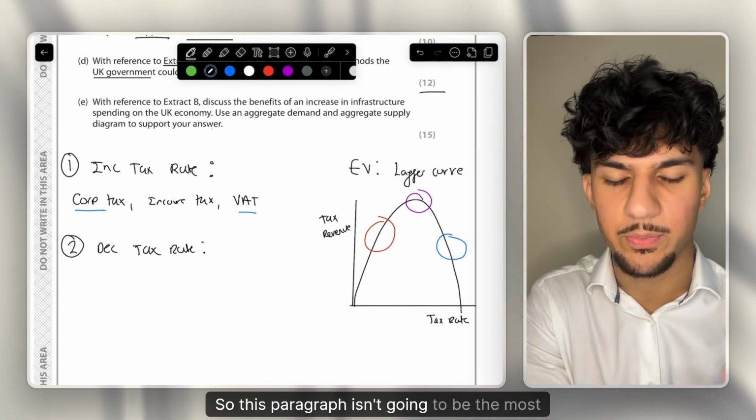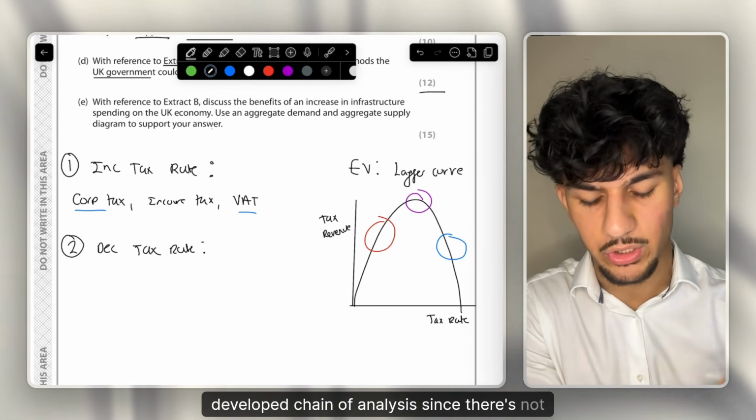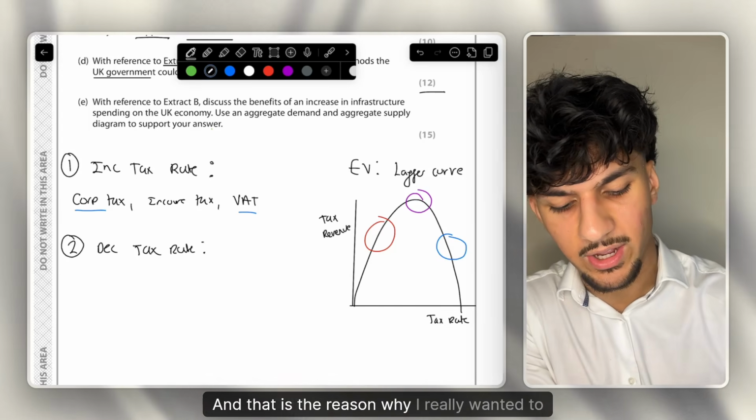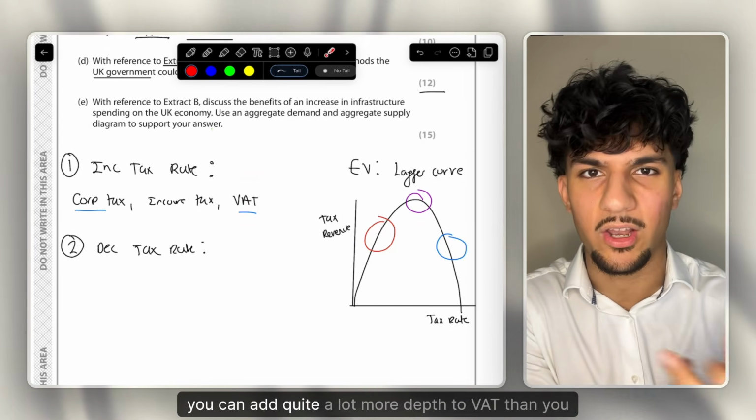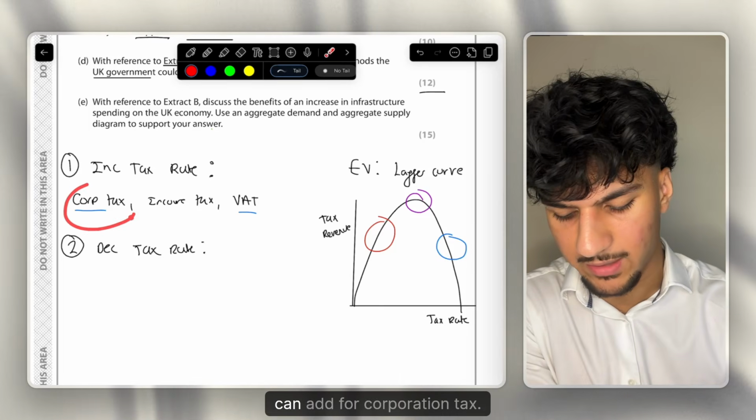This paragraph isn't going to be the most developed chain of analysis since there's not really much to speak about here. And that is the reason why I really wanted to include VAT, since you can add quite a lot more depth to VAT than you can add for corporation tax.